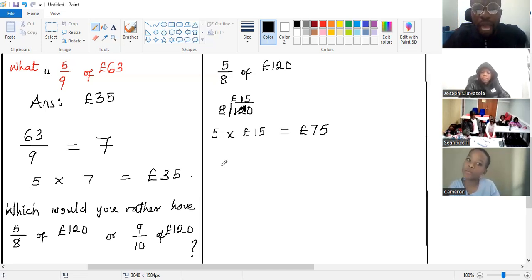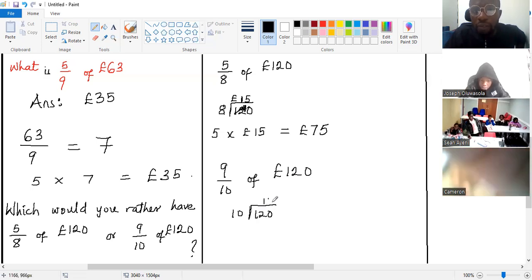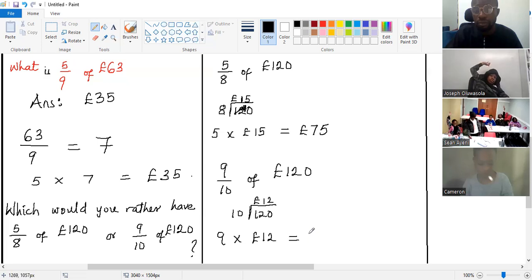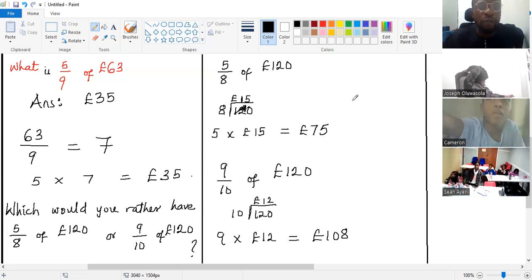Okay, so what about 9/10 of 120 pounds? So let's see, 120 divided by 10. That would be 12, right? So what is 9 times 12 pounds? Yes, 9 times 12 pounds. Jojo? 108 pounds. So which would you rather have? 9/10 of 120 pounds or 5/8 of 120 pounds?